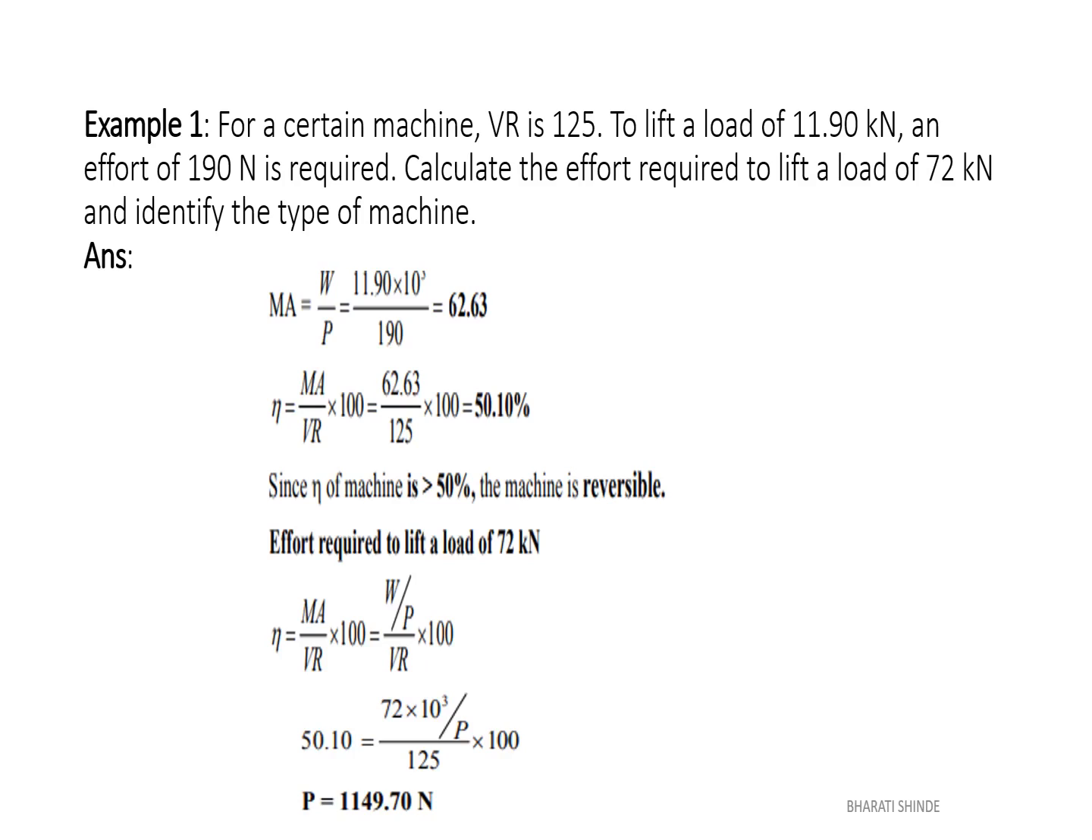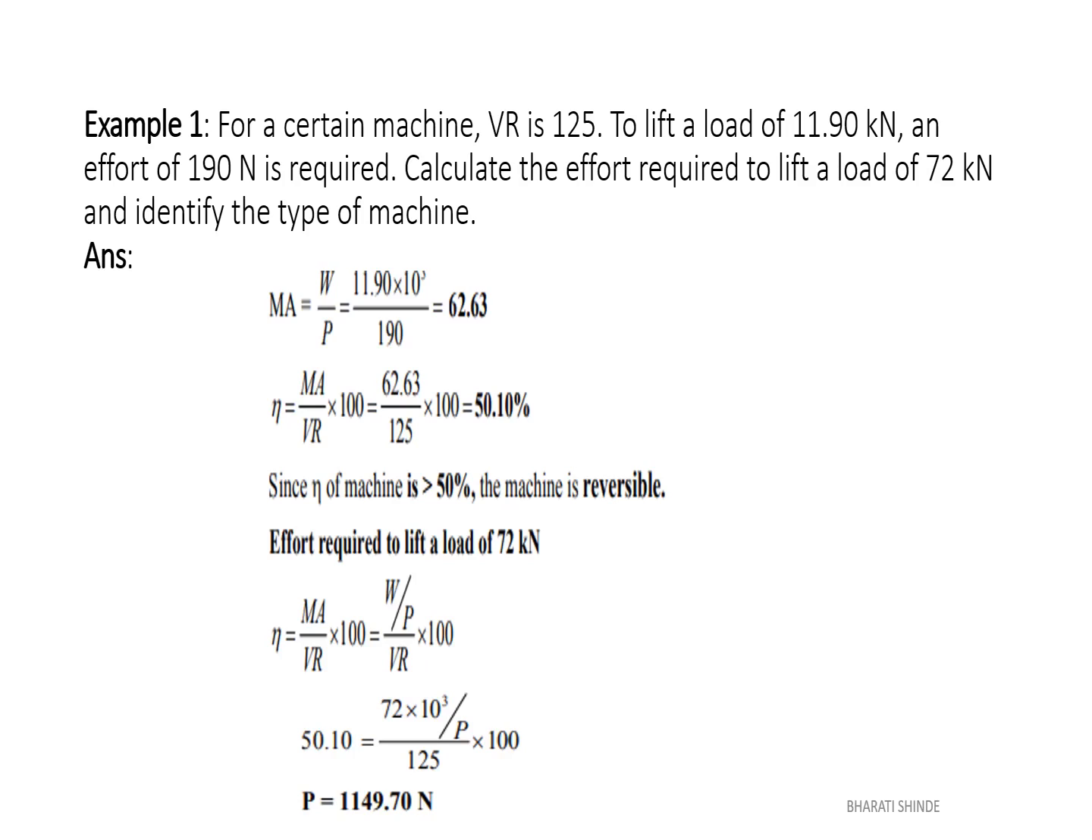First of all, write down all the given things, that is VR is 125, load is given as 11.90 kN, that is W, convert it into Newton, and effort of 190 Newton is required, which is P. So calculate effort required to lift a load of 72 kN and identify type of machine.